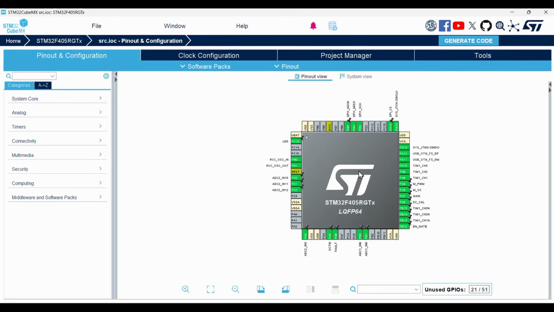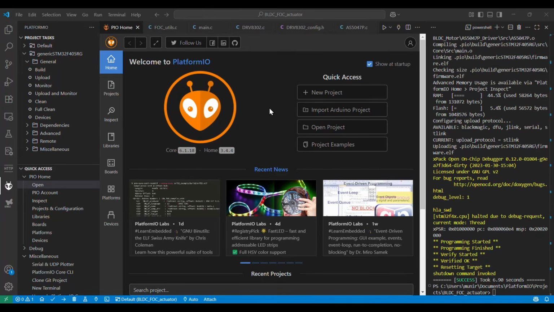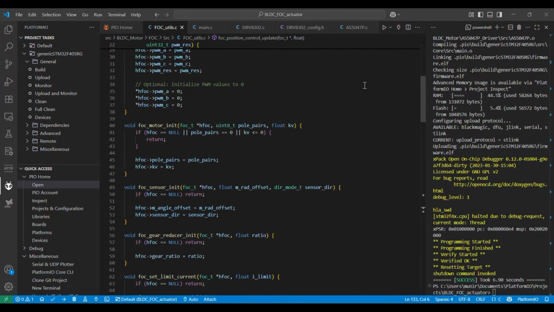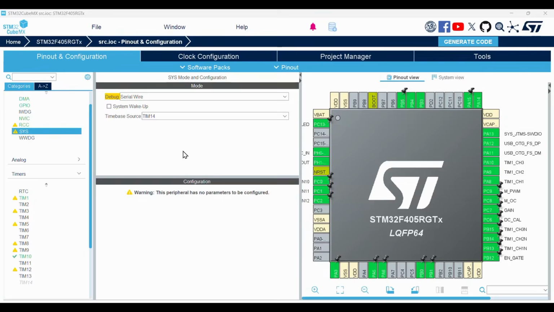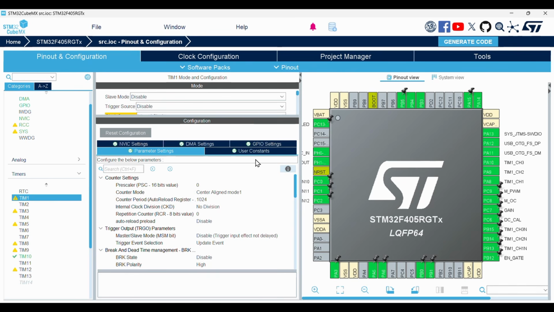The software was developed using STM32 CubeMX and PlatformIO for flexibility in writing code with VS Code. The first step is to configure PWM using Timer 1, as this is an advanced timer that supports complementary PWM mode. In the PWM configuration, CHX and CHXN must be enabled to generate a 6 PWM signal.